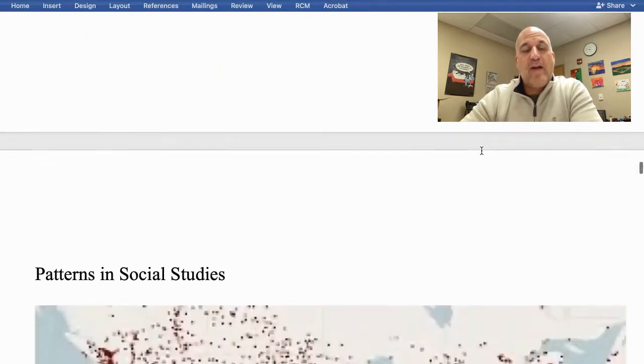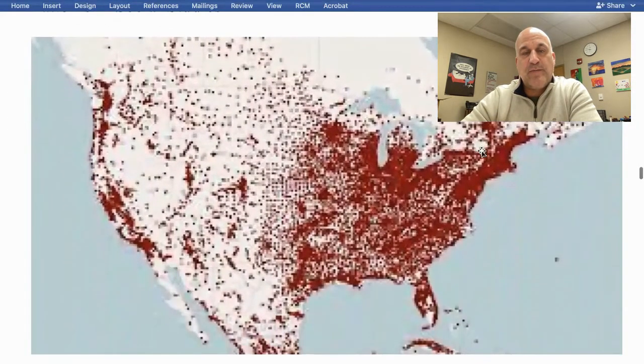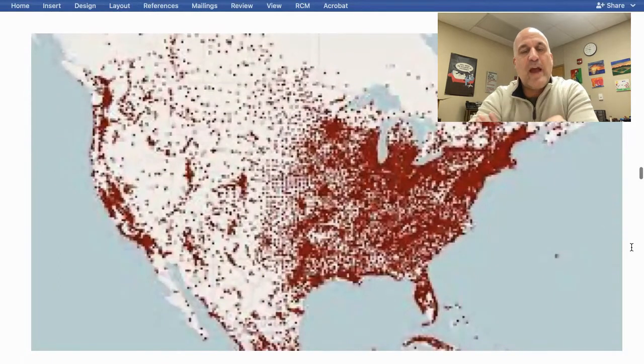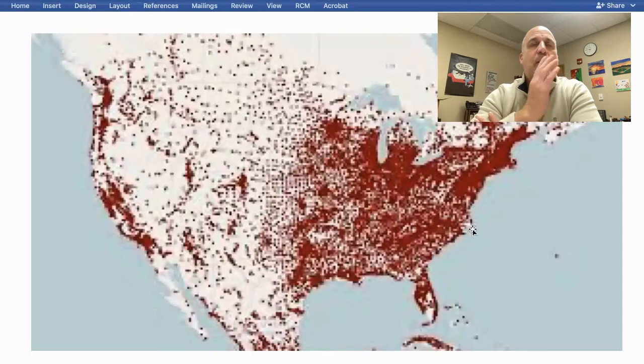You can look at patterns in social studies. So look at this map of the United States. The red represents population, so where people live. So this represents people. And so you can look at this map and look for patterns on where people live. And so you can make some really obvious conclusions here, which is that most people live in the eastern part of the United States. But looking at that pattern, the logical question becomes why? Why do most people live on the East Coast?